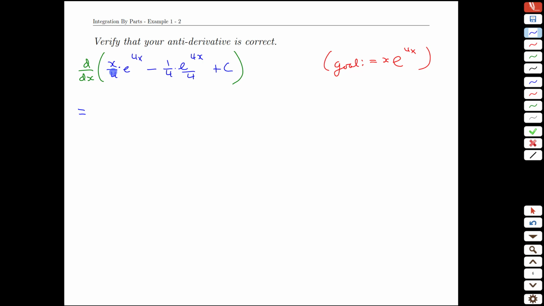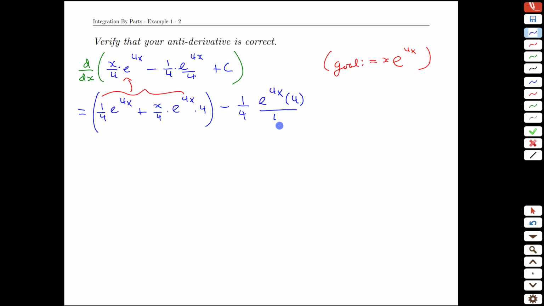First term's the hardest here because we have a product rule, so we're going to have 1/4 e to the 4x plus the first times the derivative of the second, that's e to the 4x times 4. So all of this comes from the derivative of that first term. Then we have minus 1/4, I'll leave this quarter here for a second, because we're going to differentiate e to the 4x, which is going to give us another 4, like so. And then the plus c disappears with the derivative.